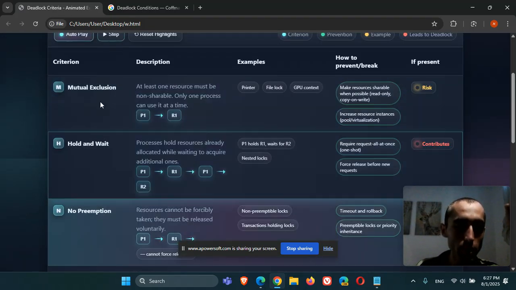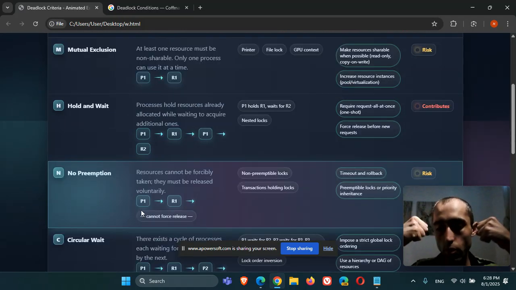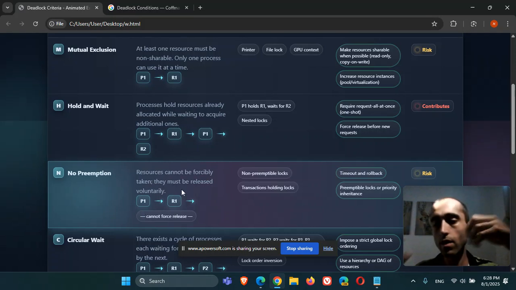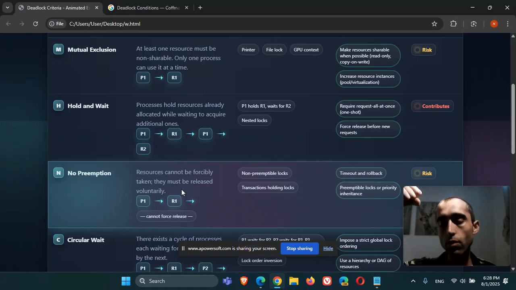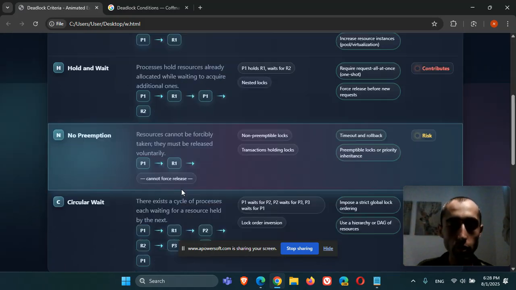Now the next one is no preemption. Namely, I cannot take a resource from a process forcefully. Resources cannot be forcibly taken, they must be released voluntarily. If a process has a resource, I cannot just take it out if I need it for another process. The process holding that resource will voluntarily release it so it can be used in another process. I cannot forcefully take it from outside of the process.